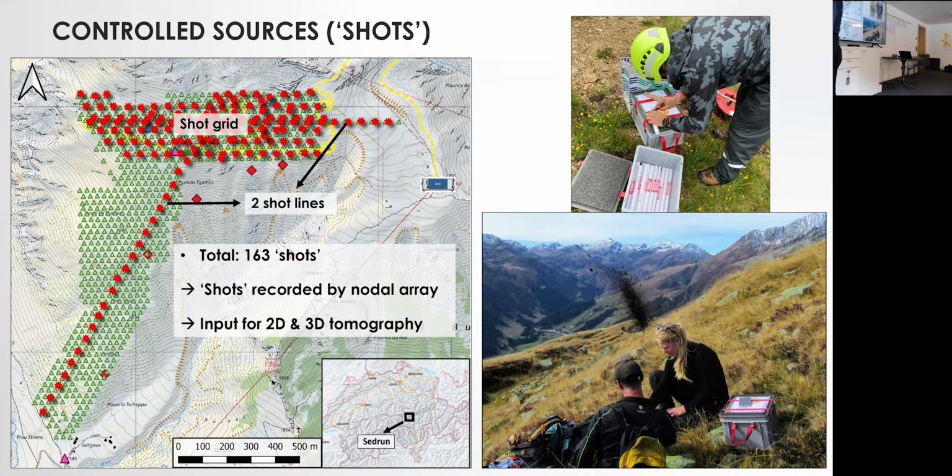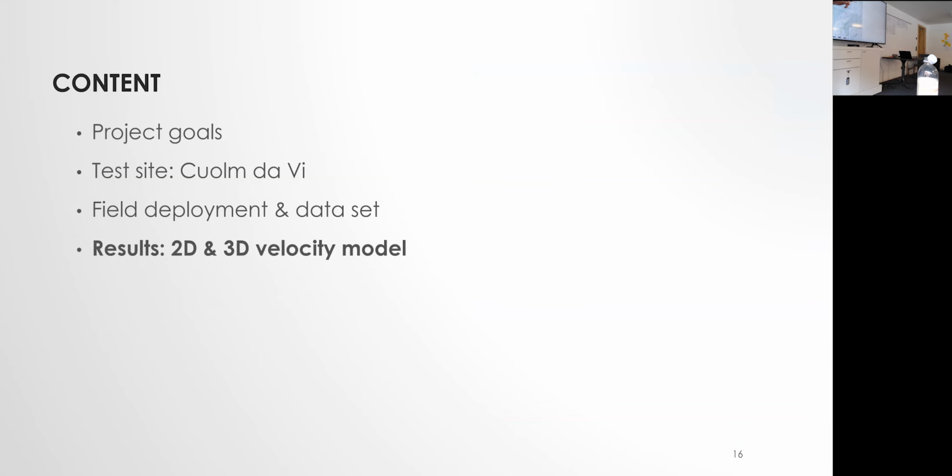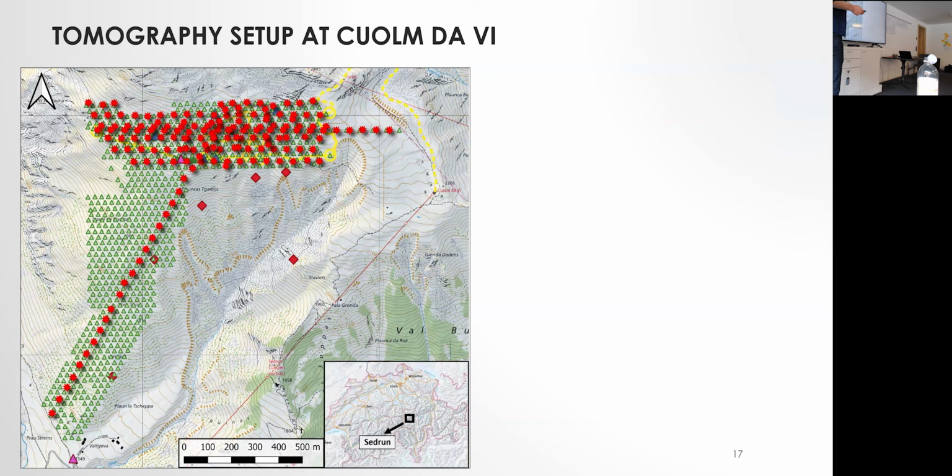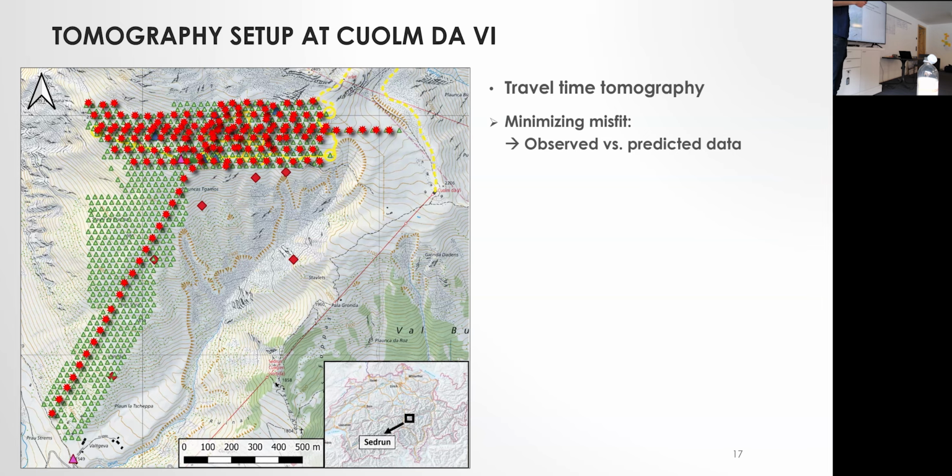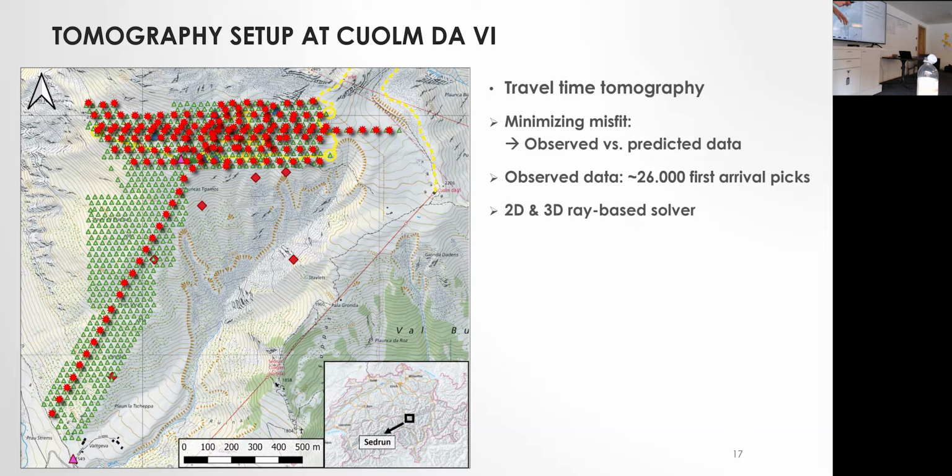So, moving towards the tomography. Briefly about the tomography setup at Quam Dav, what we've done. We're using an established technique called travel time tomography, which aims to minimize the misfit between the observed and predicted data. In our case, the observed data are 26,000 first arrival picks from all those shots and receivers. And this is then the input for a 2D and 3D array-based solver.